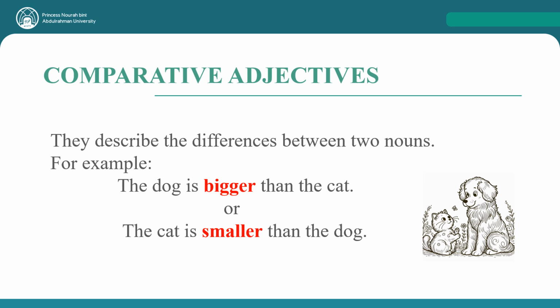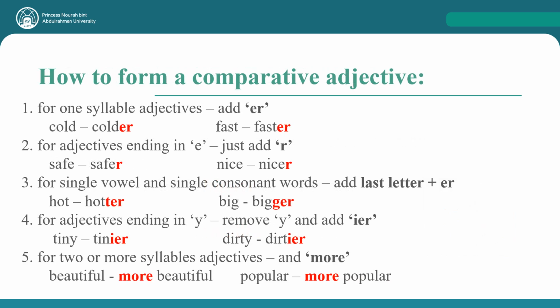For comparative adjectives, they describe the differences between two nouns. So if you look at the little picture there, what are your two nouns? Your two nouns are your cat and your dog. And the comparative adjective compares the cat and the dog. So you could say that the dog is bigger than the cat, or you could say the cat is smaller than the dog. Bigger and smaller are your comparative adjectives.